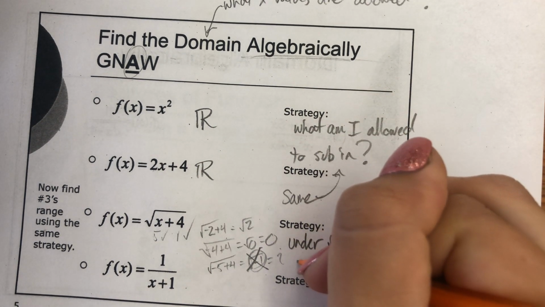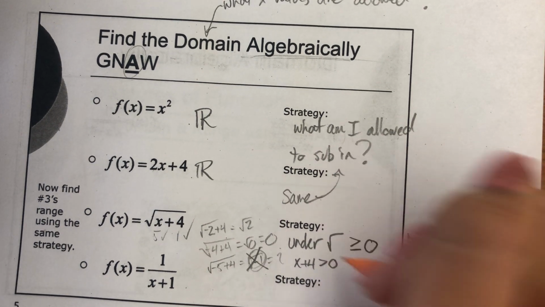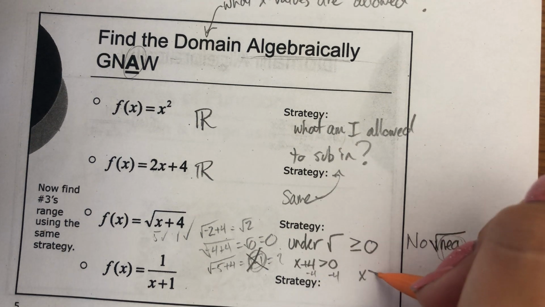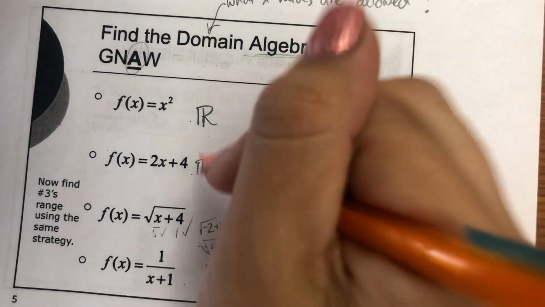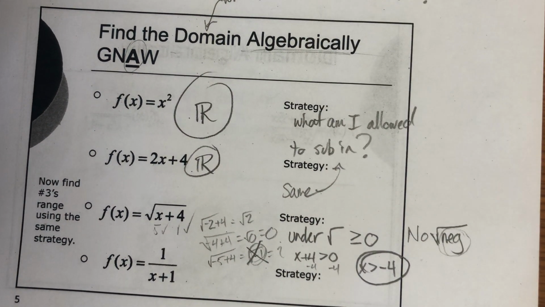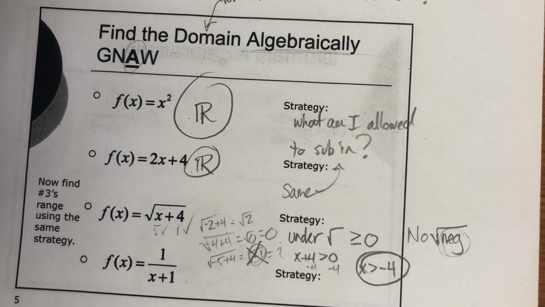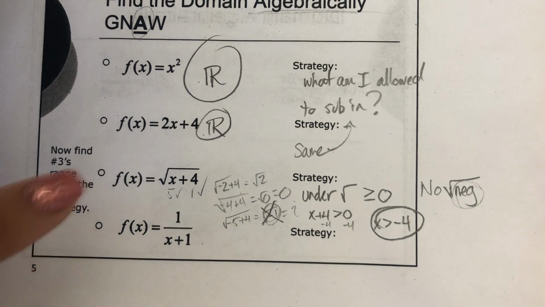So let's do that. To find the domain, let's do x plus 4 is greater than or equal to 0. Subtract 4 from both sides. So I get x is greater than or equal to -4. That is my domain. Okay. Let's do this last one. This last one's a little different. It doesn't have a square root, but there are restrictions on the domain.